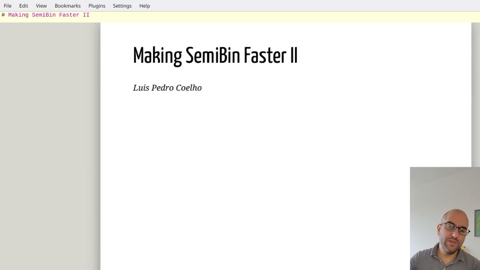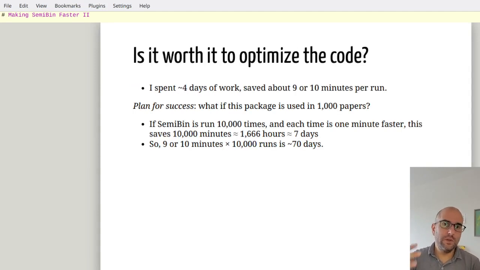If you've seen the first video, you'll know that here we're focusing on SemiBin because it's a tool we hope will be used by many, many people. And so I like to do these sort of back of the envelope calculations, and here I'm going to plan for success, and we hope that SemiBin gets used in thousands of papers.